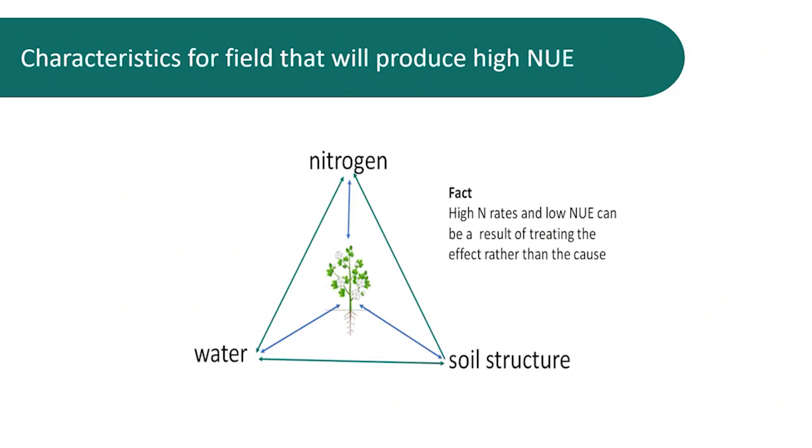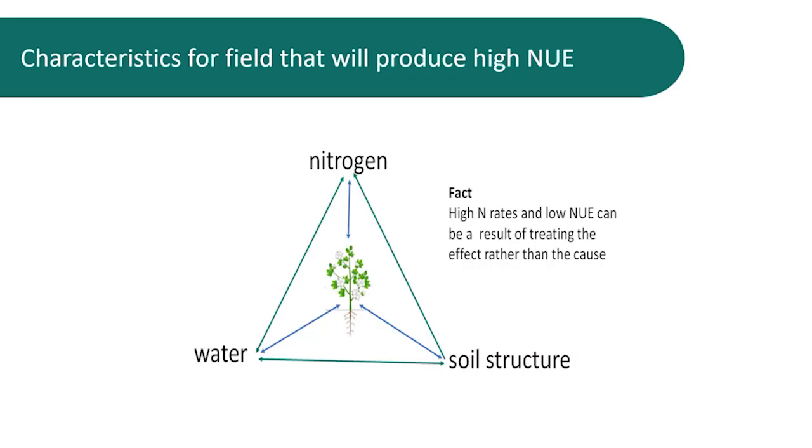So how do I know which paddocks are going to produce high nitrogen use efficiency? Well, I always look at this and say high nitrogen rates and low efficiency are a result of treating an effect rather than the cause. Because the nitrogen rate that actually suits the paddock is related to your water efficiency, the lack of leaching, the lack of denitrification, the lack of overland flow of urea that's taken from head ditch to tail drain and maybe out the end of the paddock.